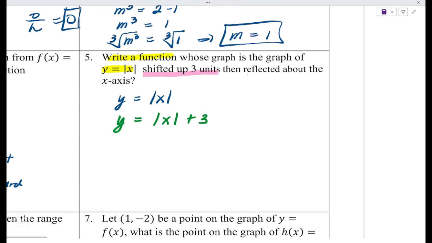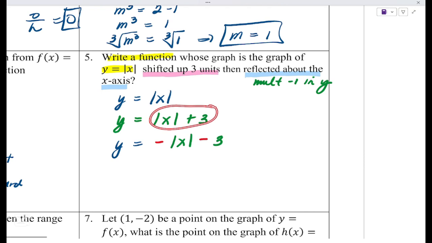And then after that, reflected about the x-axis. When you say reflected about the x-axis, you will multiply negative 1 in the y. This is your y function. So if you multiply negative 1 in this y value, you will get y is equal to negative absolute value of x, then minus 3. So you have to multiply in these two terms. Multiply that with negative because this is the y function with two terms. So this is what we want in this question number 5.